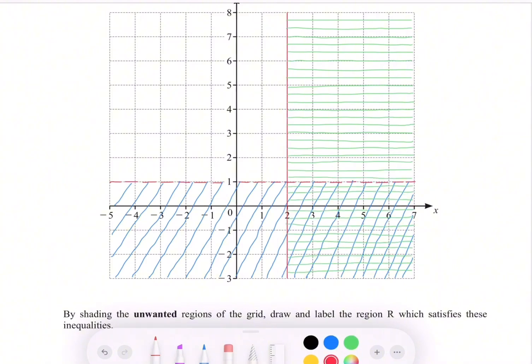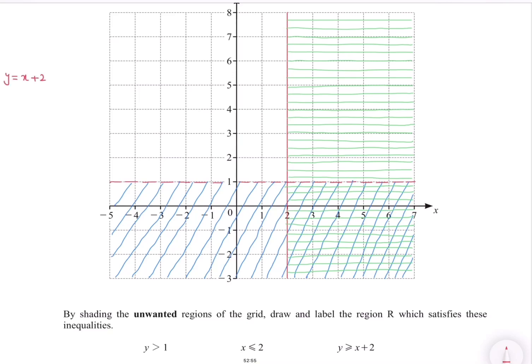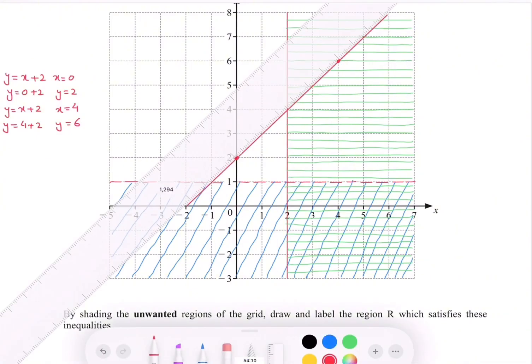And here comes the third inequality. y is greater than or equal to x plus 2. First, plot this line, y equals x plus 2. So when x is equal to 0, our y is 2. So this is our first point on the graph. Then again, when x is equal to 4, our y is 6. So plot this here on the graph. I'm plotting it with the red dots. Now draw a line on it.